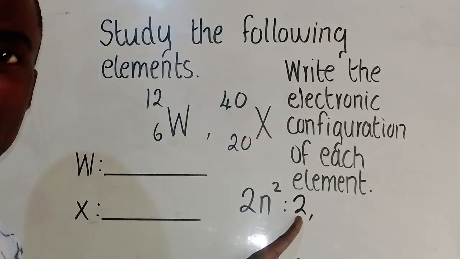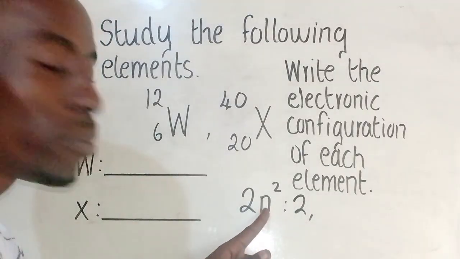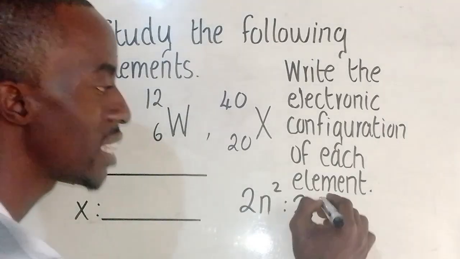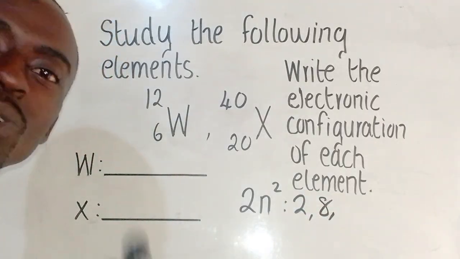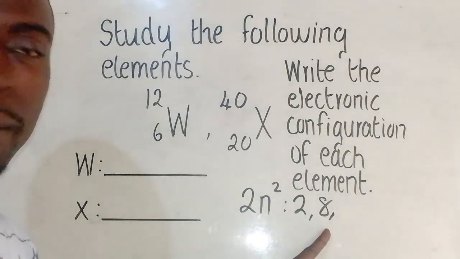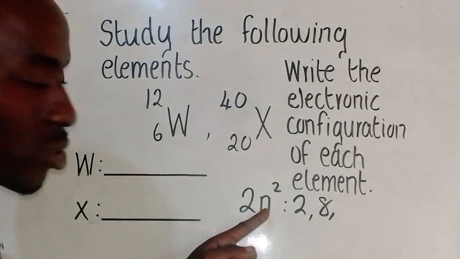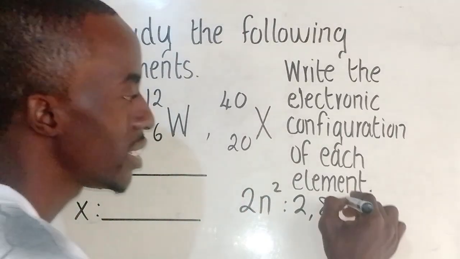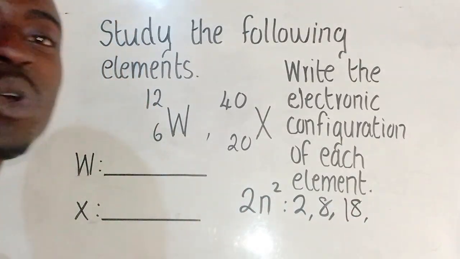2 electrons. Again, if here I put a 2, so 2 to the power 2 is 4, and 4 times 2 is 8. Meaning in the second shell there must be 8 electrons, which is the maximum number. Again, if I put a 3, so 3 to the power 2 is 9, and 9 times 2 is what? It is 18, and so on.